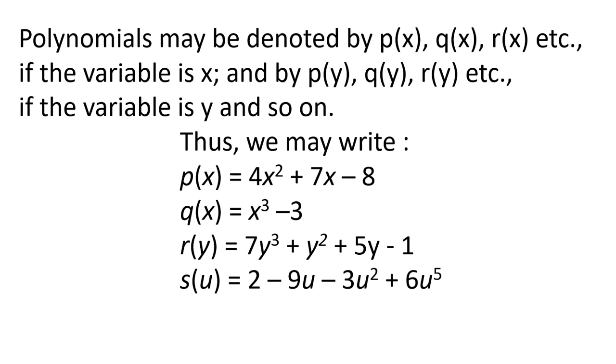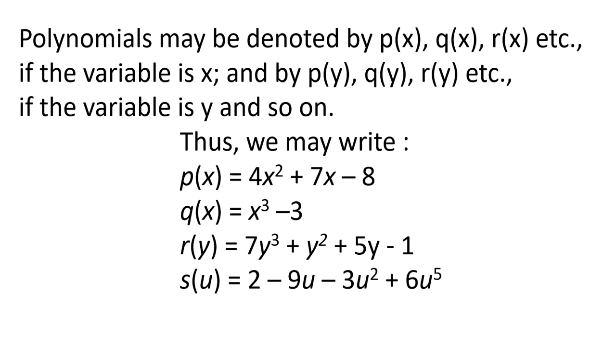Polynomials may be denoted by P of x, Q of x, R of x, etc. if the variable is x, and by P of y, Q of y, or R of y, etc. if the variable is y, and so on. This is done for the purpose of convenience and saving time. Examples are given. 4x squared plus 7x minus 8 may be represented by P of x.